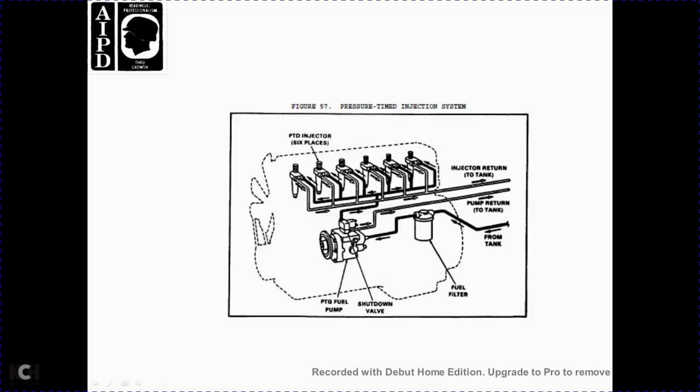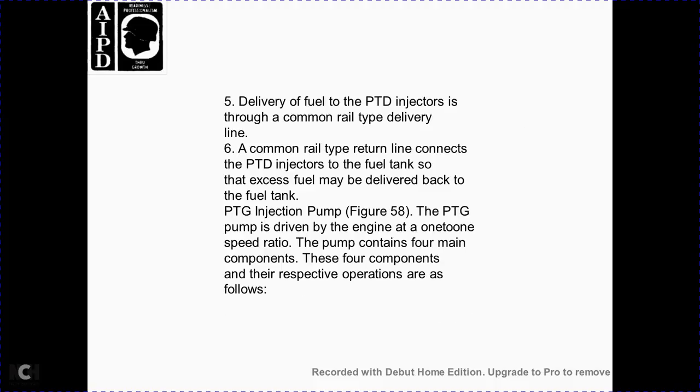Figure 57, pressurized time injector system: pressurized time injector, return to the tank of the fuel, pressure pump, return to the tank from the fuel filter, the fuel shutdown valve, the prime pull pressure time gear with the fuel pump. Deliver the fuel with the pressurized time.